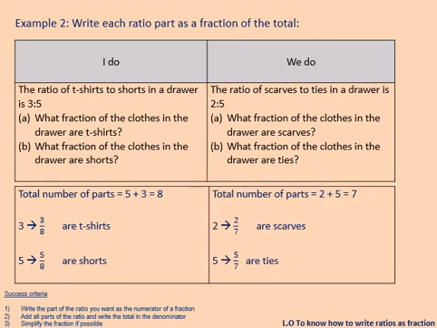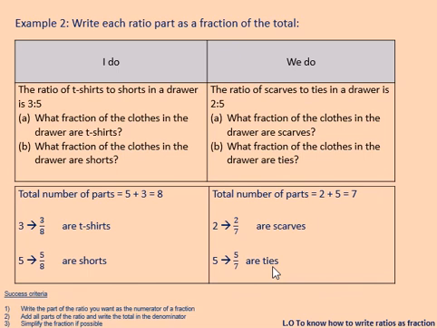Okay, so for the we do, we have the ratio of scarves to ties in the drawer is 2 to 5. So again, adding the 2 parts of the ratio, so 2 plus 5, tells us that there's 7 total parts in this ratio. 2 of them are scarves, because scarves to ties, 2 to 5. The 2 part corresponds to the scarves. So 2 of those 7 are scarves and 5 of those 7 are ties. Really well done if you got that right.